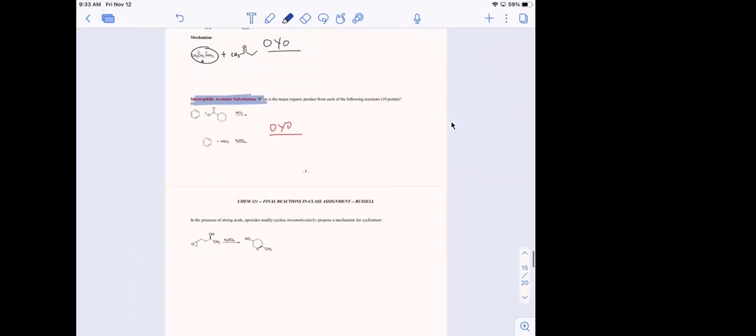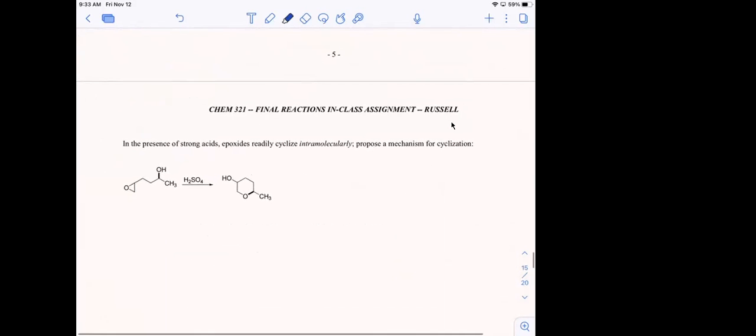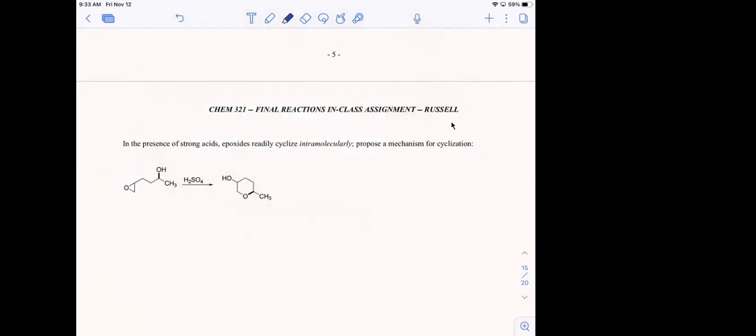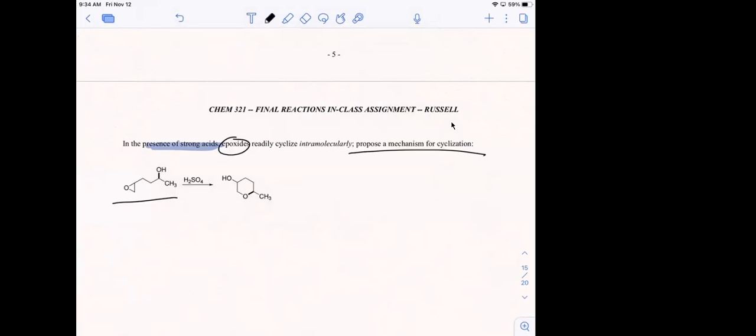And then the only problem that's left is this problem right here. This is a cyclization, but it's really an epoxide opening. It says in the presence of strong acids, epoxides, which is the functional group that we have here, readily cyclize intramolecularly. Propose a mechanism for the cyclization.